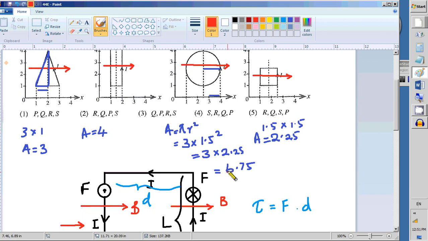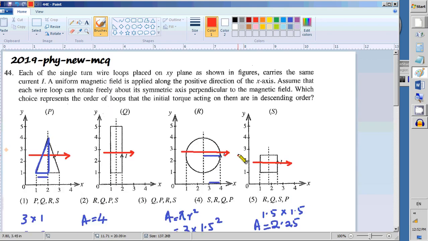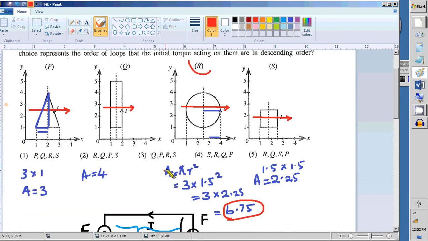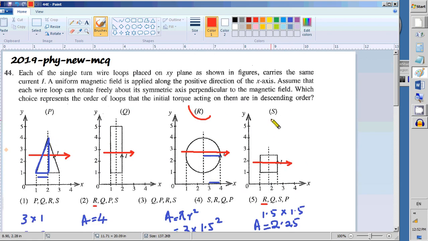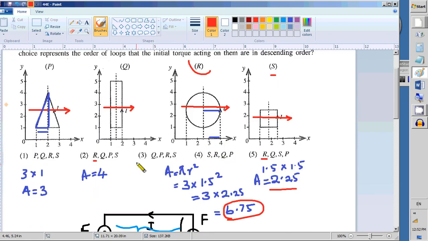So this one is the biggest one. That means the letter R should be at the beginning. So these two. Then the smallest is this one, 2.25. That means S at last. S at last is here. This one, P. So this one is the answer. The second one is the answer.